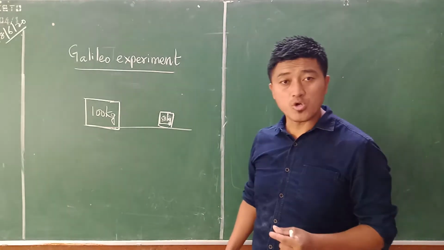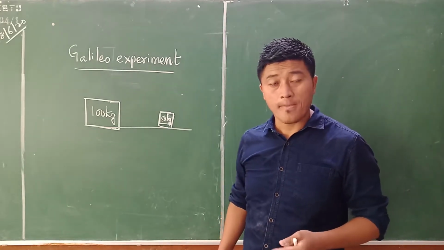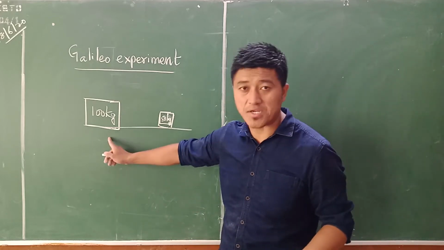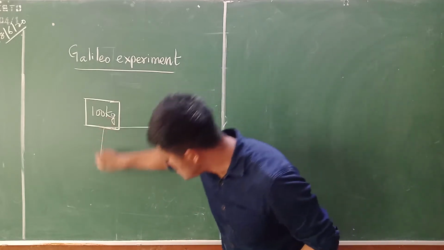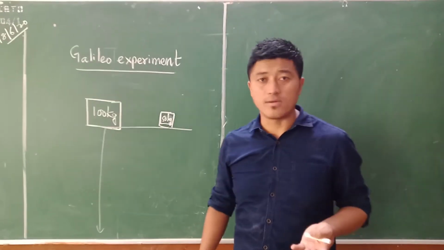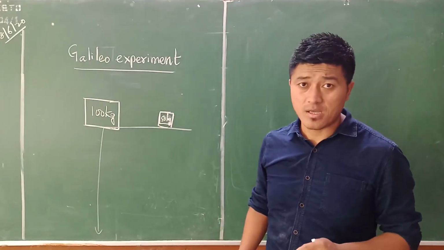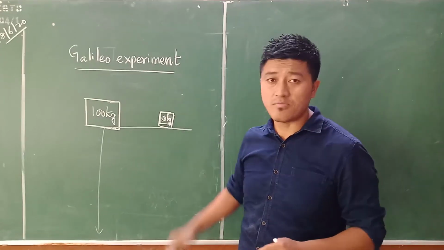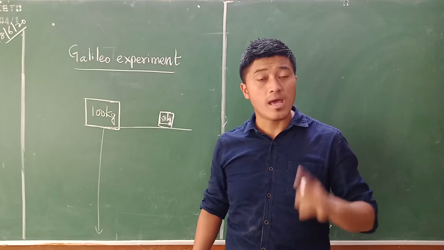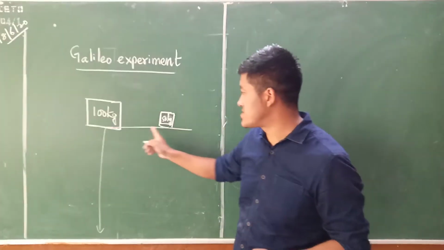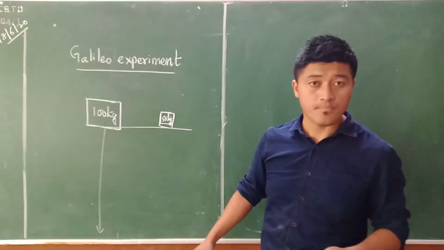Now, which one is going to reach the ground faster? In normal speaking, we are definitely going to point toward this side, the 100 kg. 100 kg is going to reach the ground faster. But according to Galileo, when he did an experiment, he confirmed that the 100 kg and the 50 kg will both reach the ground at the same time. Why? Because the acceleration due to gravity for this and that is the same.